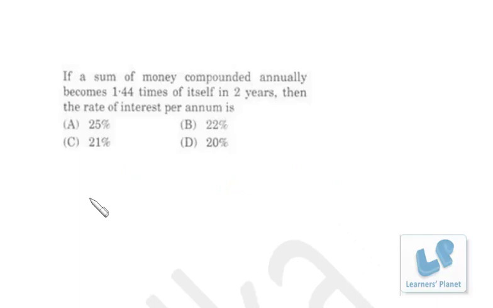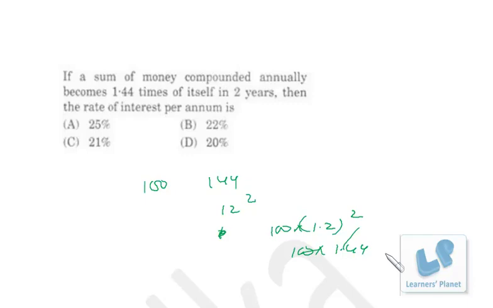Now a problem on compound interest. If a sum of money compounded annually becomes 1.44 times of itself in 2 years, then find the rate of interest per annum. Now suppose you are having 100 rupees and after 2 years it is 144 rupees, right? Now 144 is nothing but 12 square, right? That means the interest rate must be 20%. You can check it very well. 100 into 1.2 square, that's 100 into 1.44, that is 144 rupees.